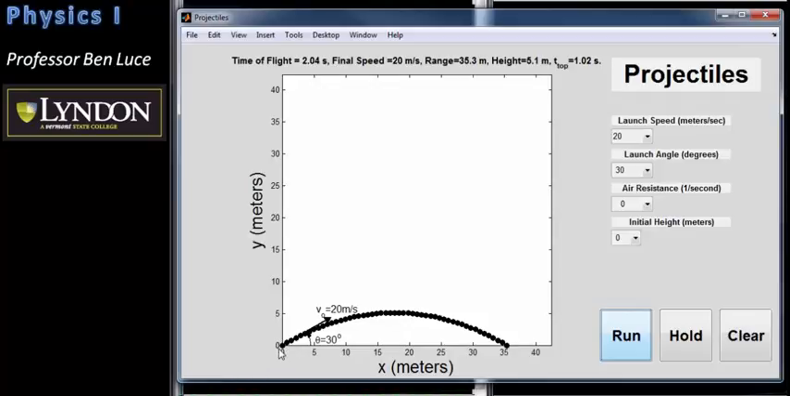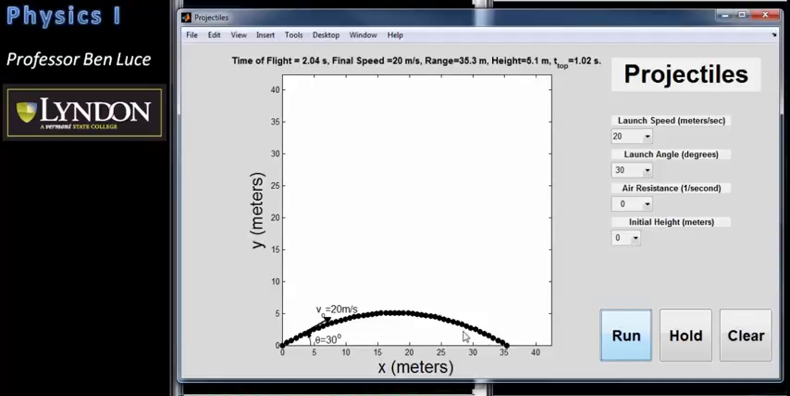We might also like to predict how long it took the projectile to make this journey. This parameter is called the time of flight. And if we look up here on the left, we see that in this case the total time of flight was about 2.04 seconds. We might also like to predict how long it took to get to the maximum height. This trajectory is very symmetrical, and it turns out that in this case the time to get to the top was just 1/2 of the total flight time, and we can see that up here on the right. T top was 1.02 seconds, whereas the time of flight was 2.04 seconds.